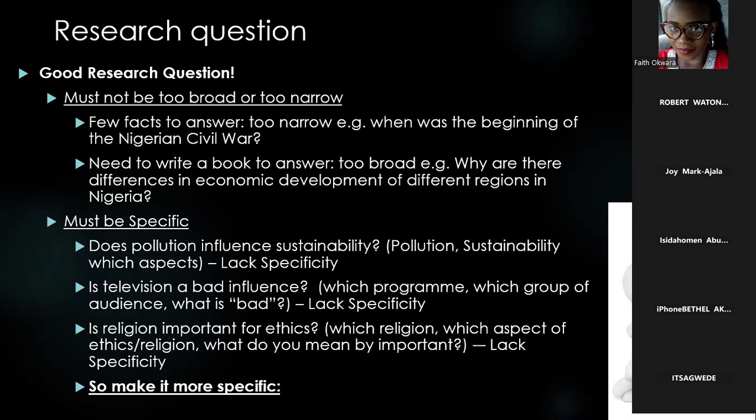There's nothing really there. But if it is too broad, for example, why are there differences in the economic development of different regions in Nigeria? Which regions are you talking about? Is it the western region, or is it the geopolitical zones? Which period are you talking about? And if you say economic development, there are different dimensions within economic development. Which aspect are you talking about? By the time you finish this, other people will have gotten like five PhDs, and you will still be on that one.